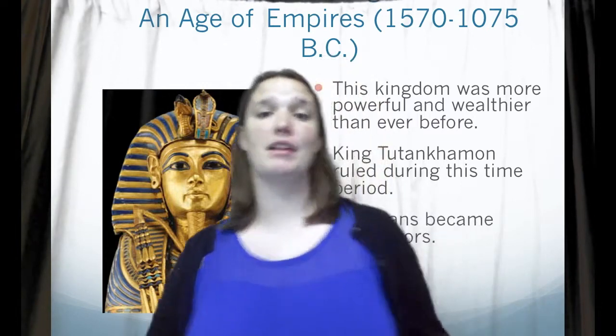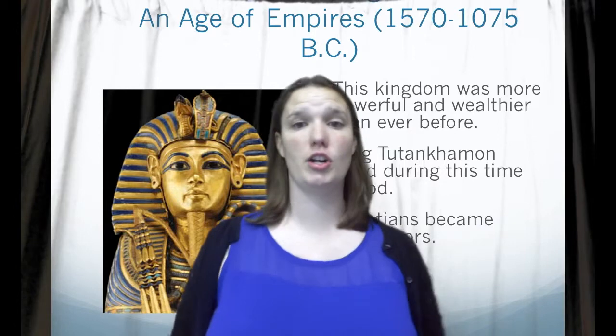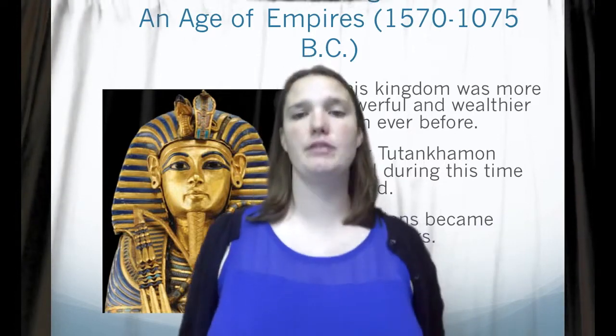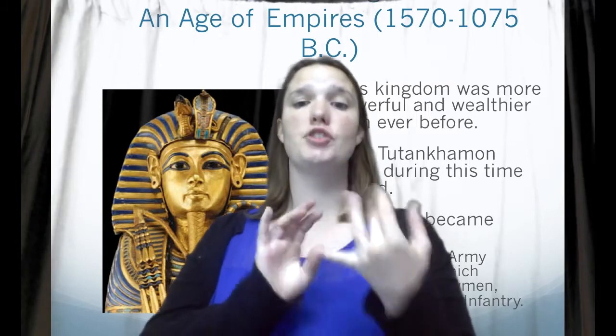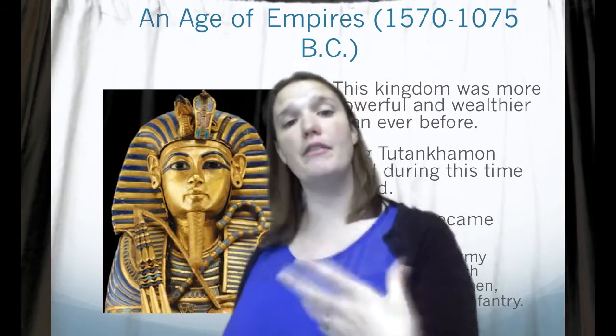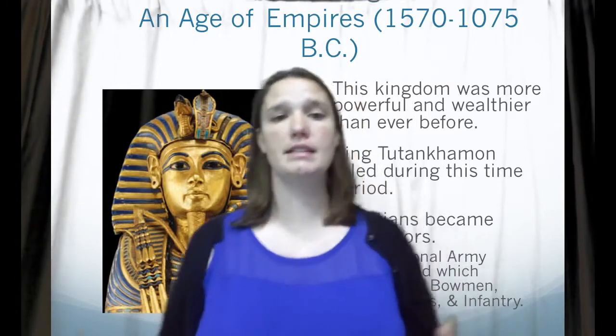Egyptians become the conquerors instead of conquered. And we're seeing professional armies, which include bowmen, charioteers, and infantry. So they're having a really powerful army. This is the tomb of King Tutankhamun. Students with me will be studying this a little bit more in class.